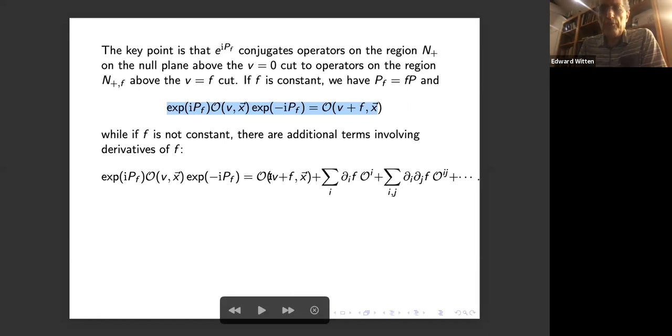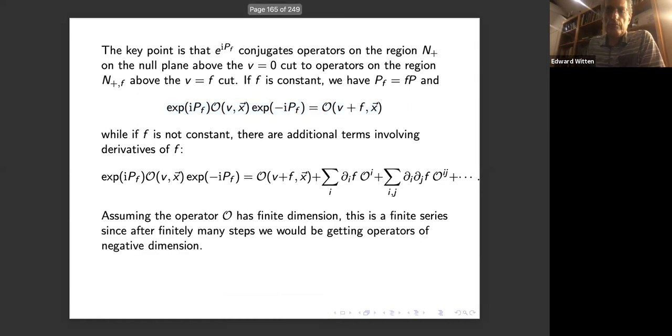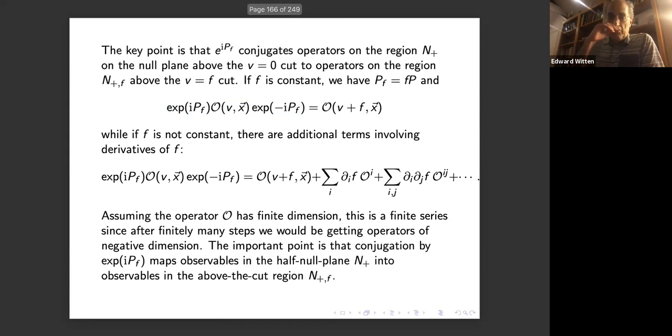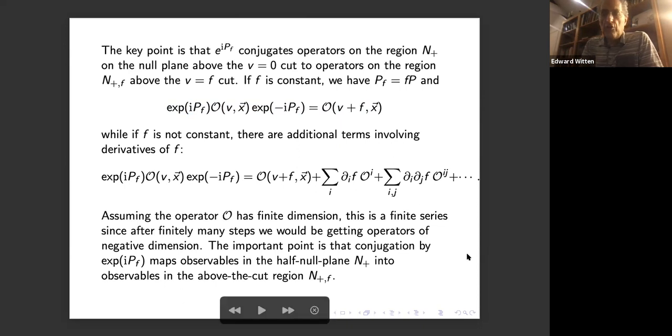O sub i is at the same point v plus f and x as O. So when you do this computation, you get a series of operators of lower and lower dimension, but all living at the same space-time points. And they have decreasing dimension, so the series stops after finitely many terms. Assuming the operator O has finite dimension, it's a finite series, since after finitely many steps, we'd be getting operators of negative dimension. So the important point is that conjugation by e to the ipf maps observables in the half null plane n plus to observables in the above the cut region n plus f.